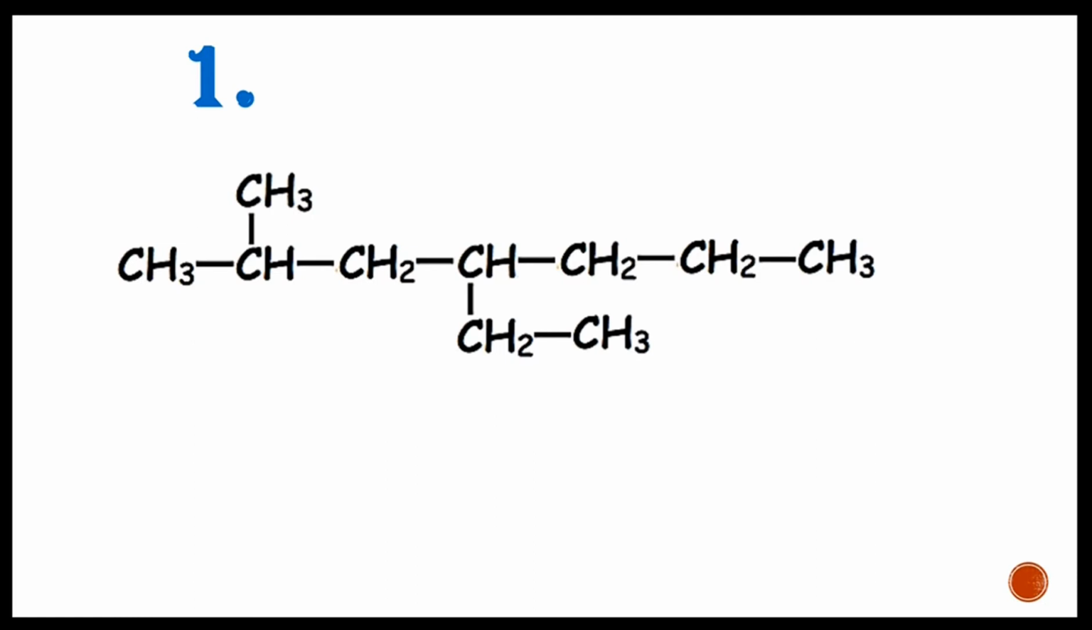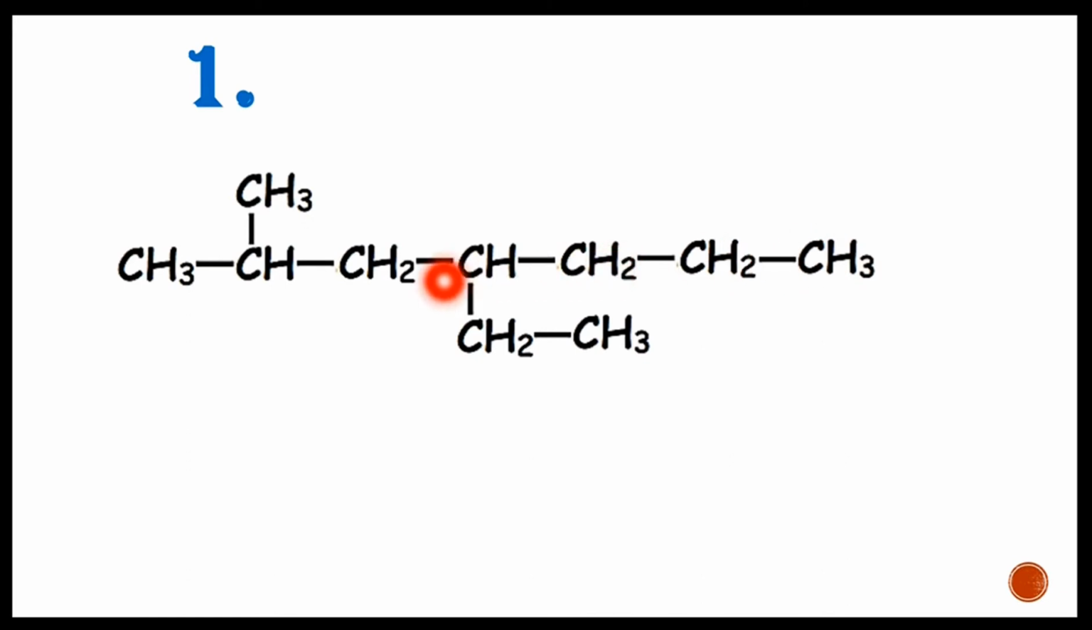Is that the longest chain? You can check by counting from other ends of the compound to see if you have a longer chain than the 7. 1, 2, 3, 4, 5, 6. So obviously the longest chain is this, 7. You can also count from here 1, 2, 3, 4, 5, 6, 7. So you can choose any of the 2 in this case. So we go for the straight one.